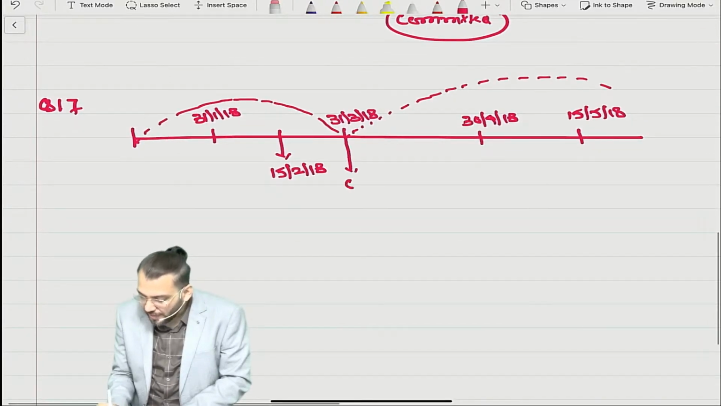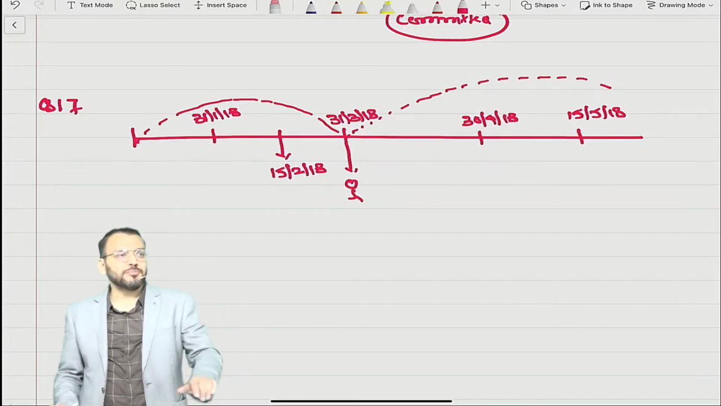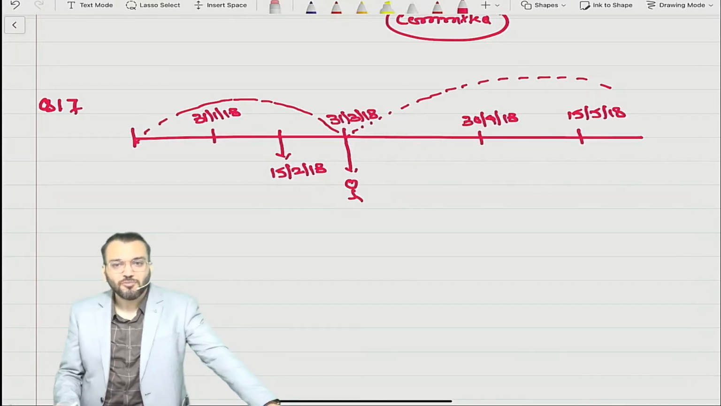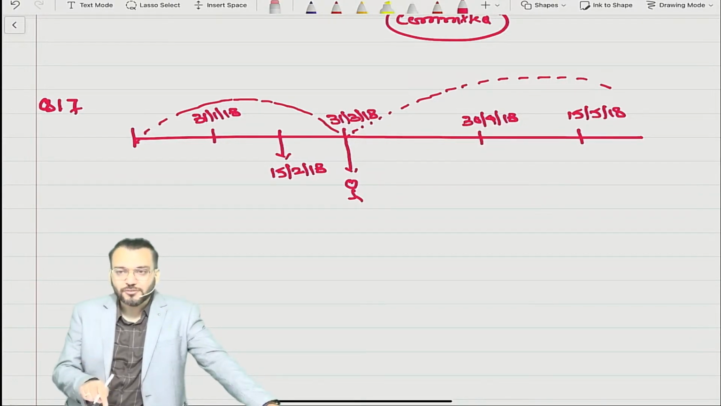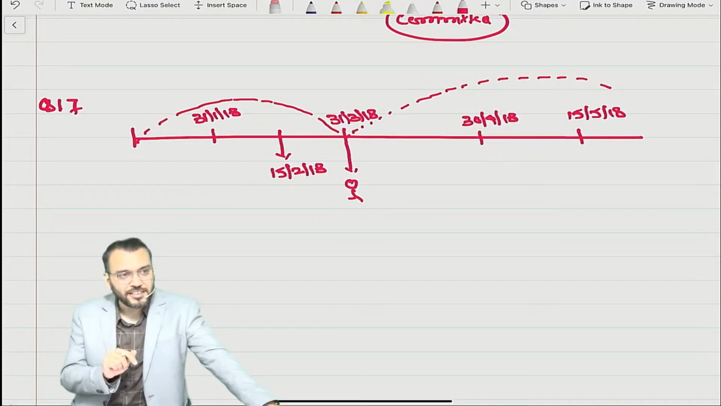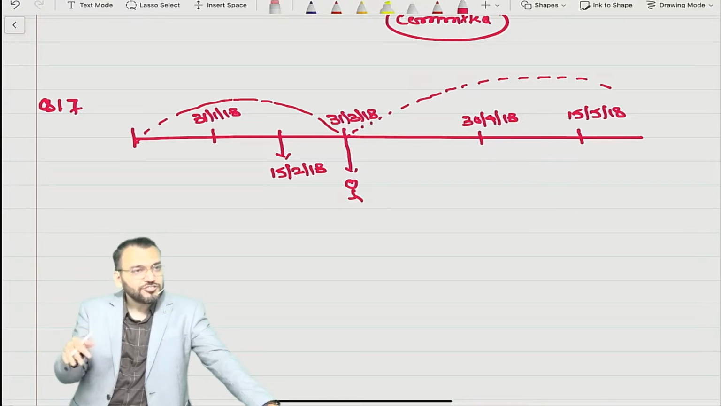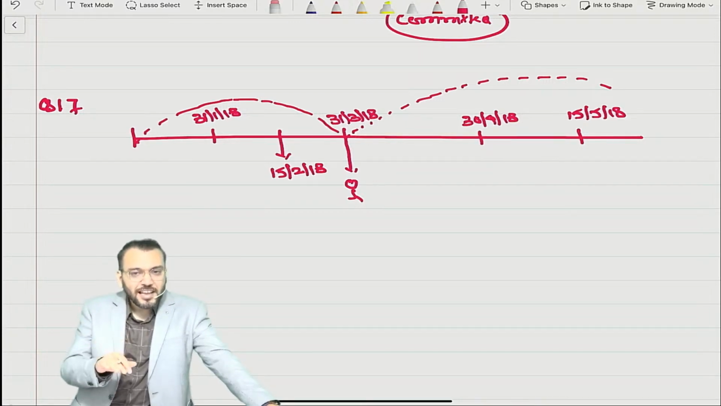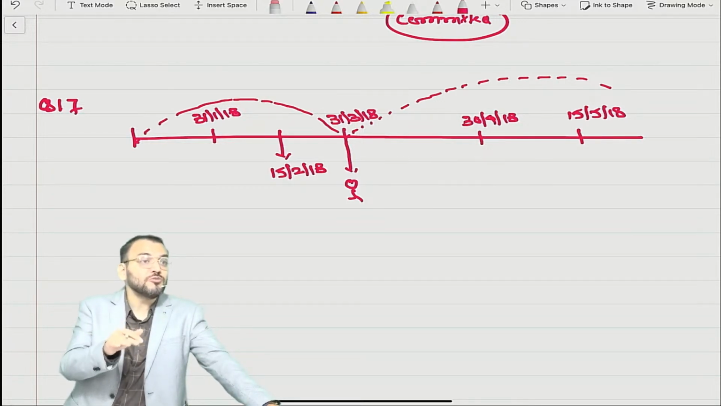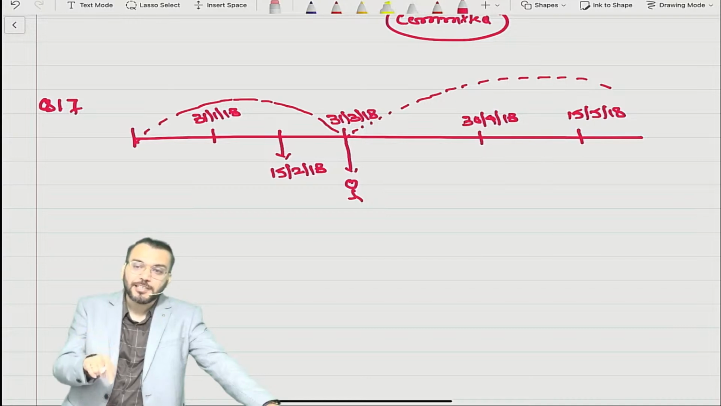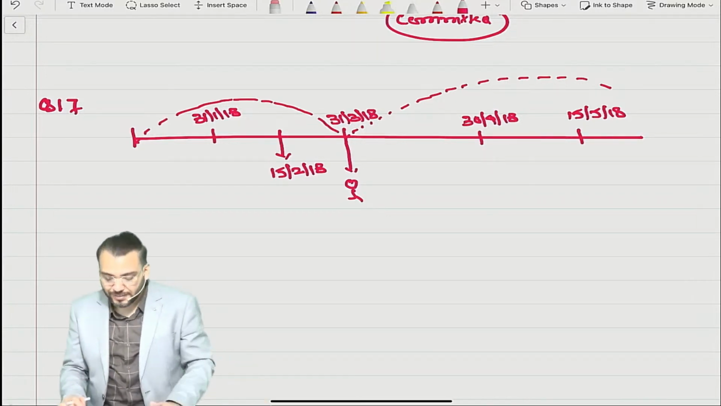Right now we are standing as on this date. The first point, should we create a restructuring provision? Yes. Why? Because there is a constructive obligation on 31st March. Two conditions have been satisfied as on this date. The entity has made a detailed formal plan for restructuring, and the entity has also made an announcement of the main features of the restructuring to the persons who are affected by it. Therefore there is a constructive obligation on 31st March, and provision for restructuring cost should be created.